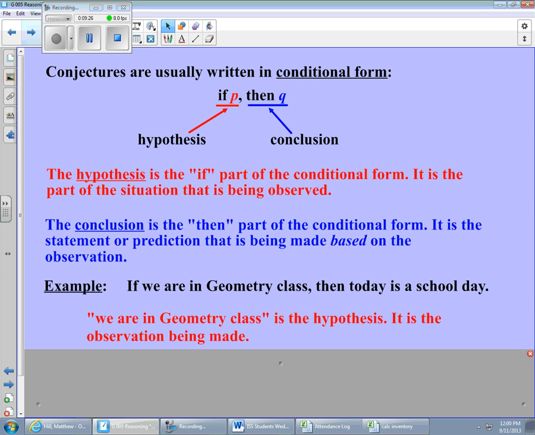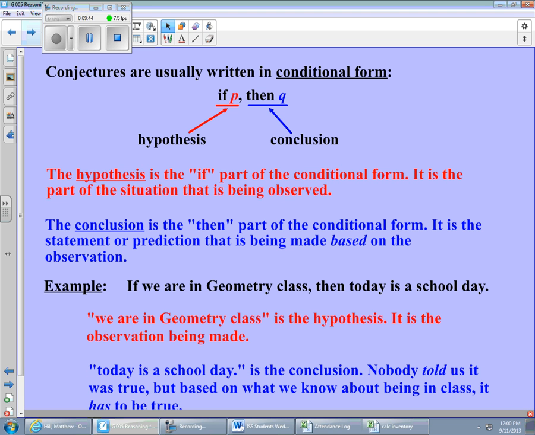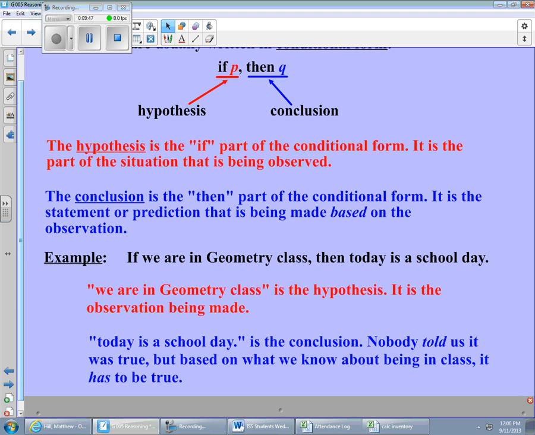Okay. So what is the conclusion part of everything? Okay, from the definition above, it is the then part of the conditional form. So we look at the statement. What is the then part? Okay, associated with then is today is a school day. Okay, so today is a school day is the conclusion. Okay. Now, nobody told us that has to be true, but based upon what we know about being in the classroom, it theoretically has to be true. Now, obviously, we're not talking about Saturday school and stuff like that, but typically speaking, if you are sitting in a classroom, listening to notes, taking a test, doing whatever, then that is a school day.